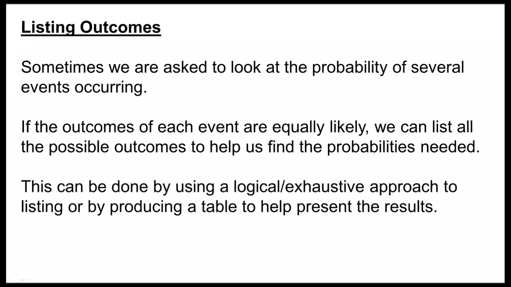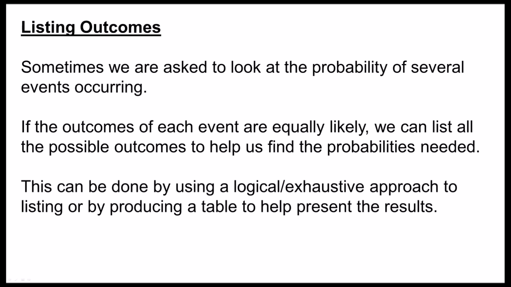In today's lesson, we're going to have a look at listing outcomes. Sometimes we're asked to look at the probability of several events occurring. If the outcome of each of these events are equally likely, we can list all of the possible outcomes to help us find the probabilities that we need. This can be done by using a logical, exhaustive approach to listing, or by producing a table to help present these results.